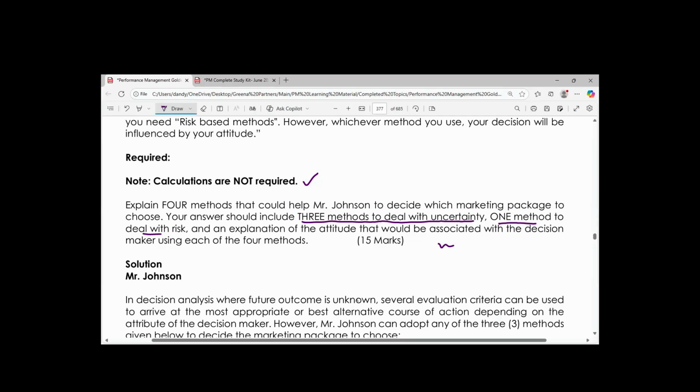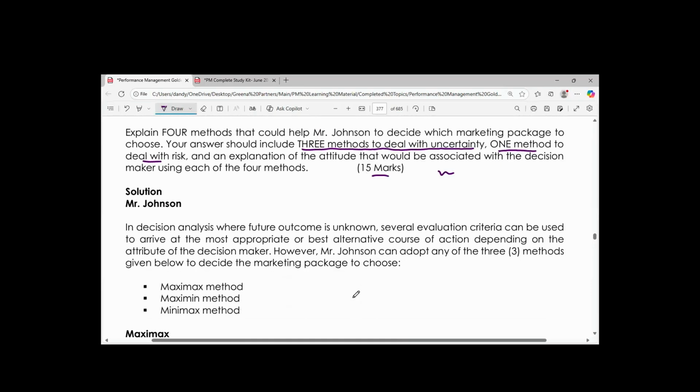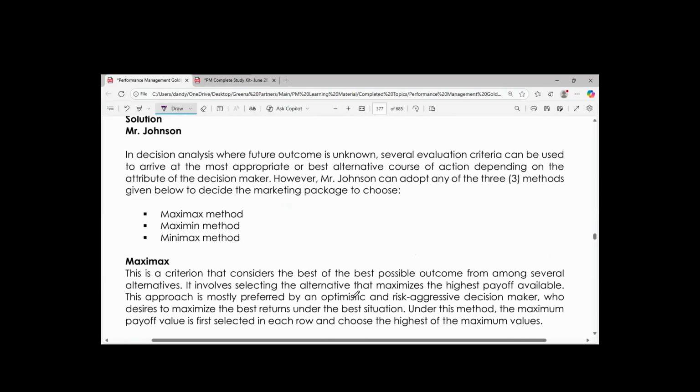I will show you how I treated the question later on, but I just want to give you an overview. Finally, to earn these 15 marks, you're also asked to explain the attitude that will be associated with the decision maker using each of the 4 methods. So what is the attitude of the decision maker? I've already explained to you earlier today. We have a risk taker, a risk neutral, and a risk averse decision maker. What is the attitude of each of them? This is how I explain it, and you can go through the material.